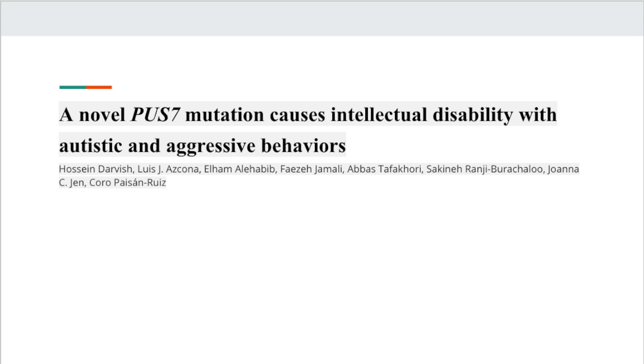And this is important because recently in this article that I found, a novel PUS7 mutation causes intellectual disability and autistic and aggressive behaviors. And these were done by these doctors that saw that there was a mutation in PUS7 that caused these behaviors. And so the study and research of PUS7 can be really important for the future, as it can help with altering these autistic and aggressive behaviors in humans.